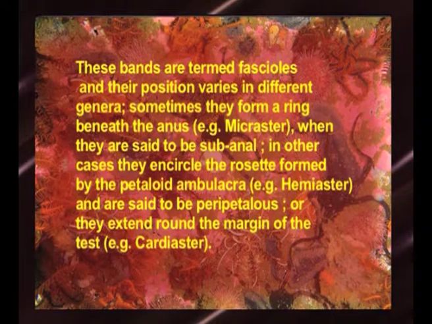These bands are termed fascioles and their position varies in different genera. Sometimes they form a ring beneath the anus, for example in Micraster, when they are said to be subanal. In other cases, they encircle the rosette formed by petaloid ambulacra, for example in Hemiaster, and are said to be peripetalous, or they extend around the margin of the test, for example in Cardiaster.